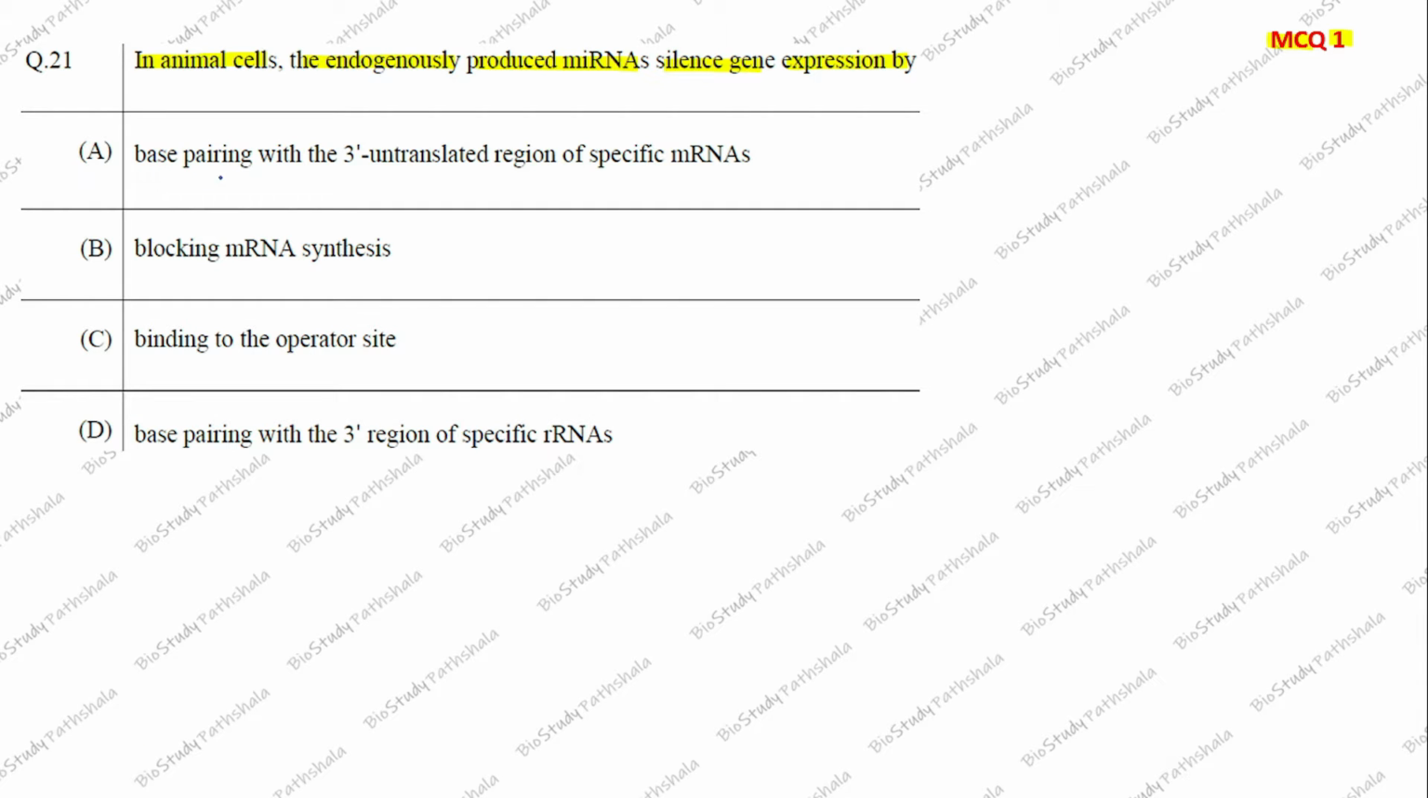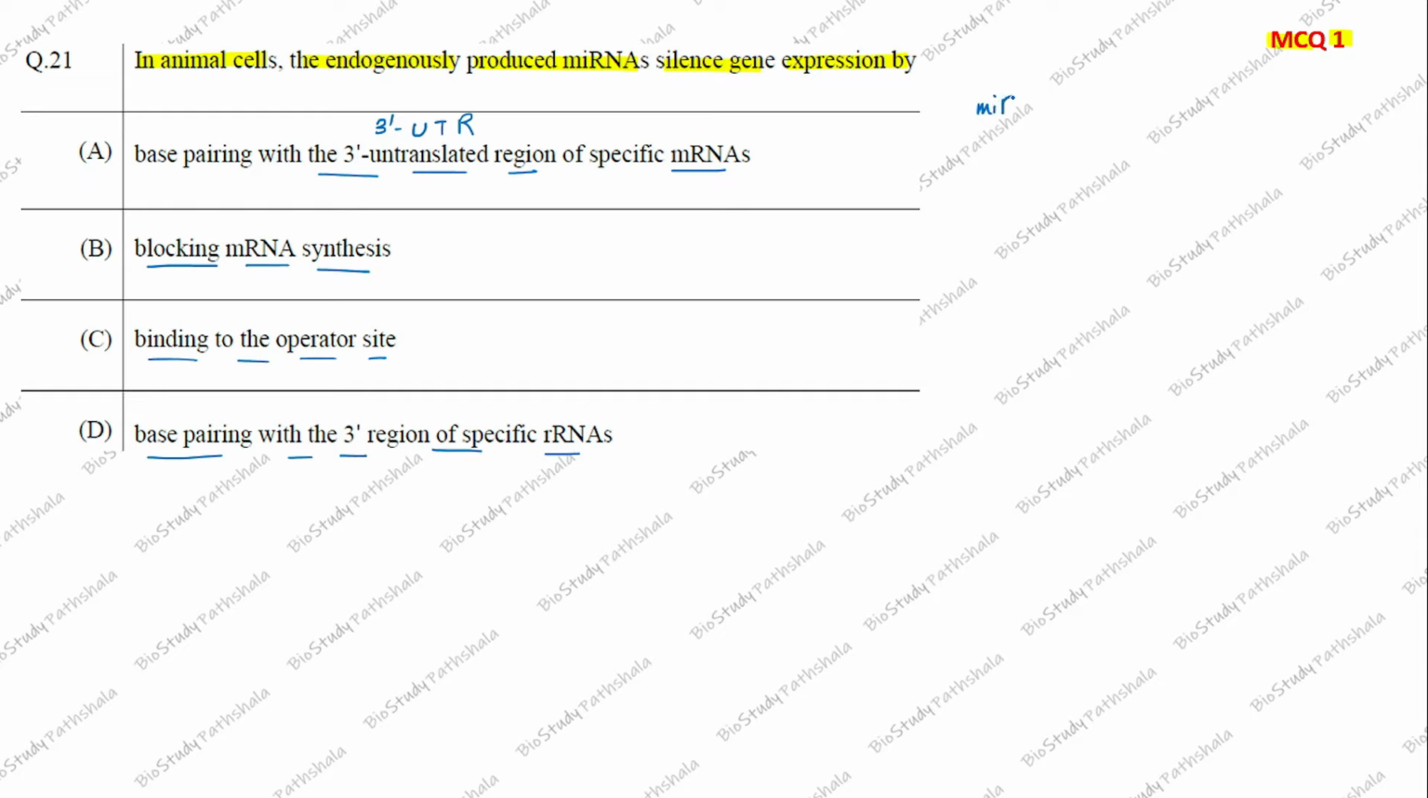First is base pairing with 3' untranslated region, that is 3' UTR of specific mRNAs. Next is blocking mRNA synthesis. Next, binding to the operator site. Last is base pairing with 3' region of specific rRNAs.